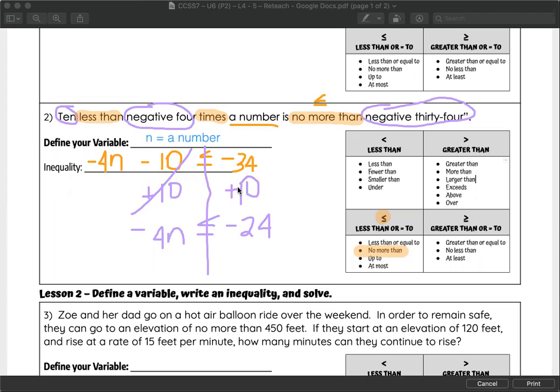Last step, n is being multiplied by -4. The opposite is to divide each side by -4. Since this time I divided by a negative number, that is when my sign should flip. So it's going to flip from less than or equal to, to greater than or equal to. And then -24 divided by -4 is +6. So the last time we didn't flip our sign because it was dividing by a positive number. Since we divided by a negative number, our sign flips.